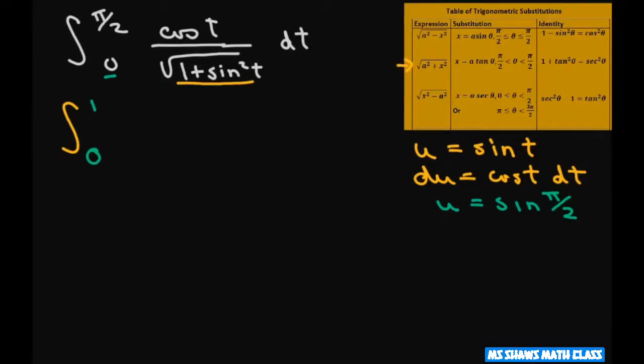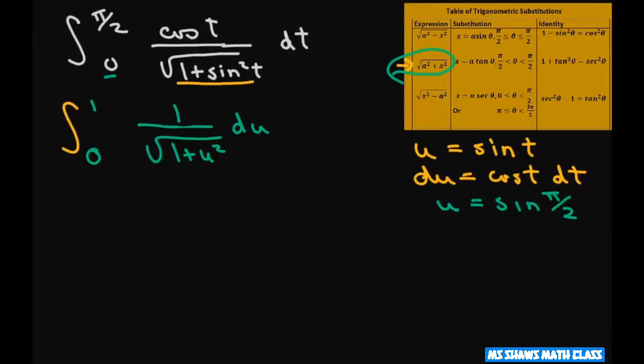Now let's do our u substitution, and that's going to give us 1. Well, this is actually du divided by square root of 1 plus u squared. Or you could just write this as 1 and then du over here. Now it has this form.